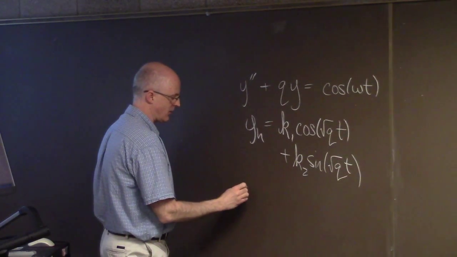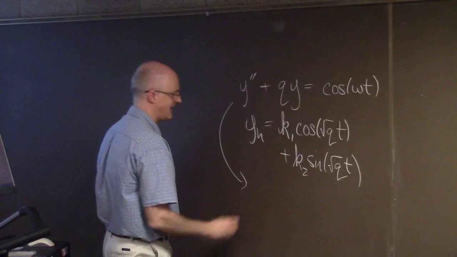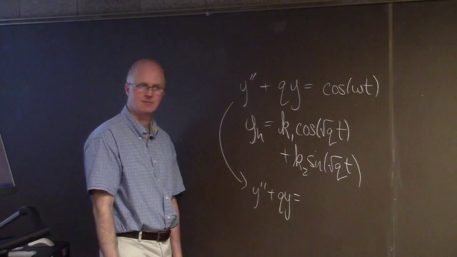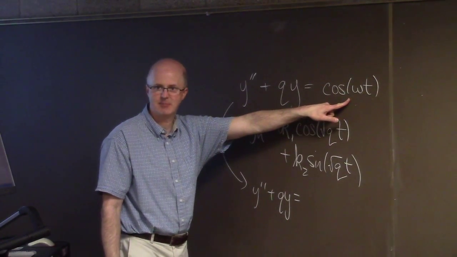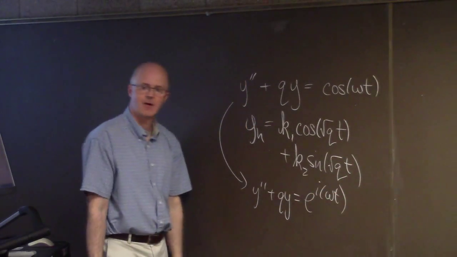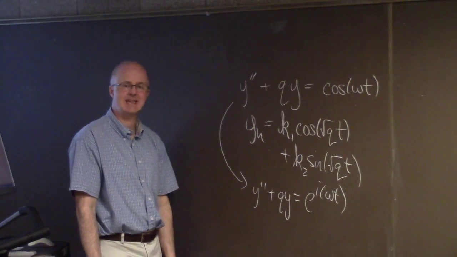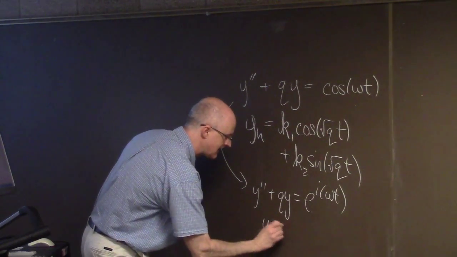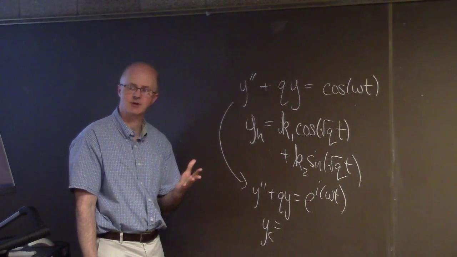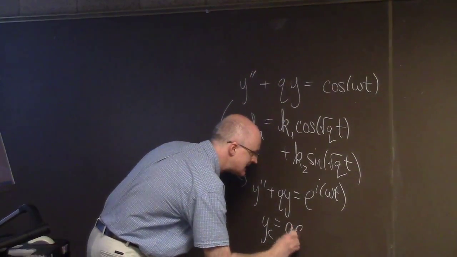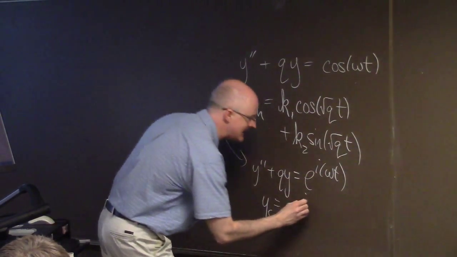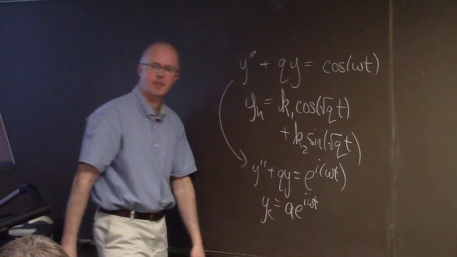We complexified the equation. We took this equation and made the right-hand side be a complex exponential, whose real part is that, by Euler's formula. Why do we do that? Well, for one thing, it makes guessing a solution a bit easier, because you can guess just one exponential instead of 2 trig functions. Guess yc equals some undetermined coefficient a times e to the i omega t.